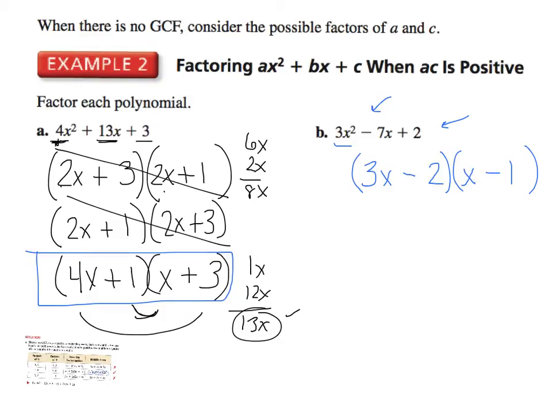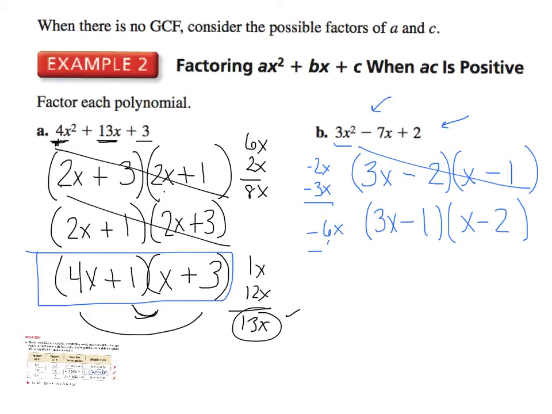Well, let's check. Inside gives me negative 2x. Outside terms multiplied together gives me negative 3x. That does not give me negative 7x. So I'm actually going to just switch them around. Minus 1, minus 2. Outside terms give me negative 6x. Inside terms give me negative 1x. That does give me negative 7x. Therefore, this is my answer.